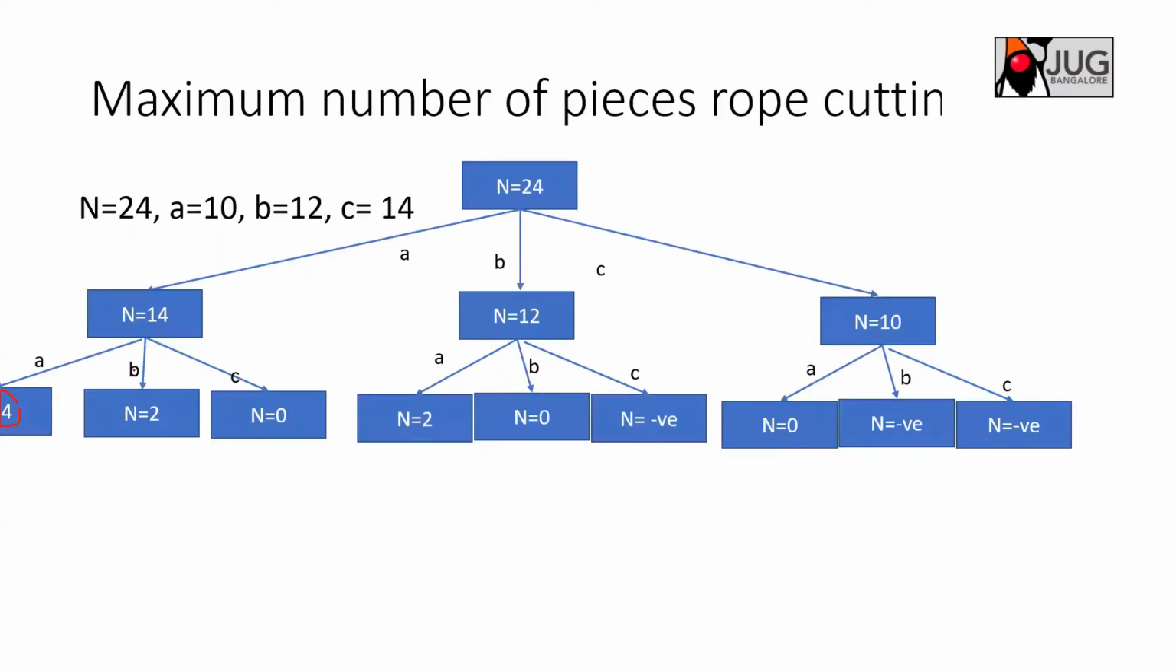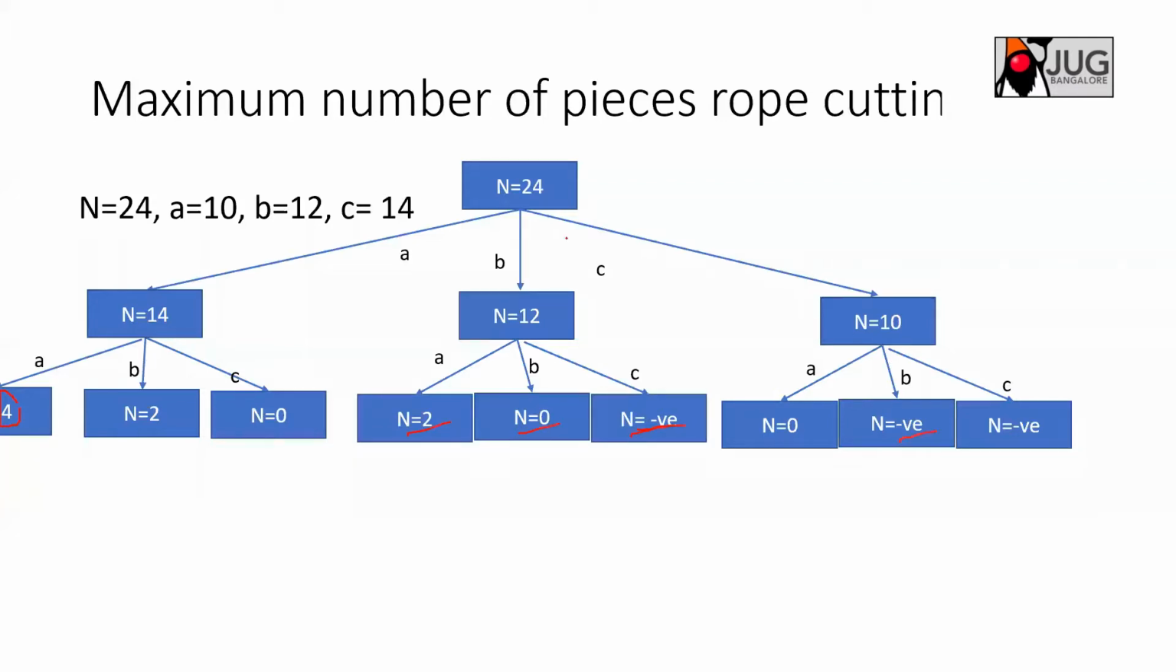And here, if you make a cut of 12 from the 14, only 2 will be left. If you make a cut of 14 in the 14 length, 0 will be left. So this is how it goes. Again, you make a cut of A, B, C, and recursively call on these sets. And in some cases, you return with -1 here.